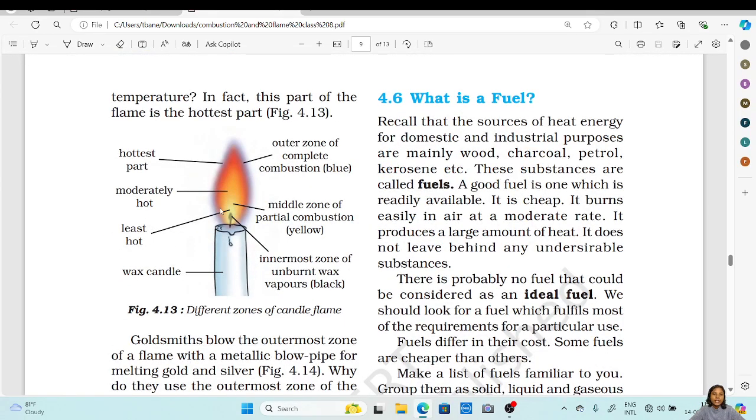So now let's look at this diagram over here. So this part which is there, this part now, that is the non-luminous part, whereas this outer region which is there is the luminous part.